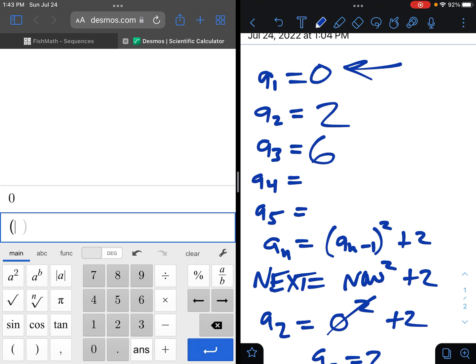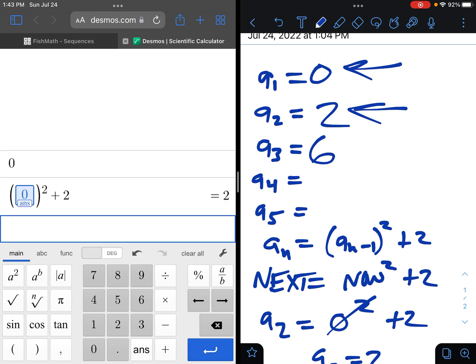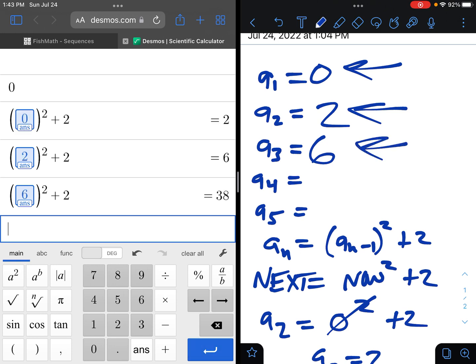So I'm going to go back. I'm going to do parentheses, answer, and then square, just in case we got negatives in there. We're going to want parentheses around that. And then do a plus 2. So what this will do is take the previous answer, square it, and do plus 2, which gets us 2 like we already knew. The cool thing, though, is that if I hit enter, I can keep doing that. I can do it again by hitting enter again and get the next term. And then just keep hitting enter.